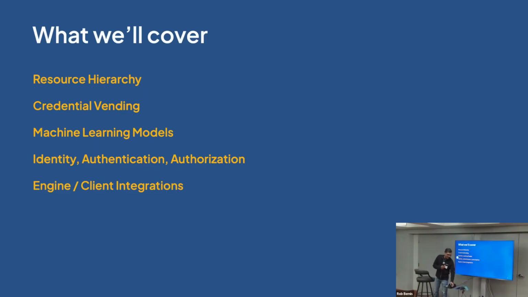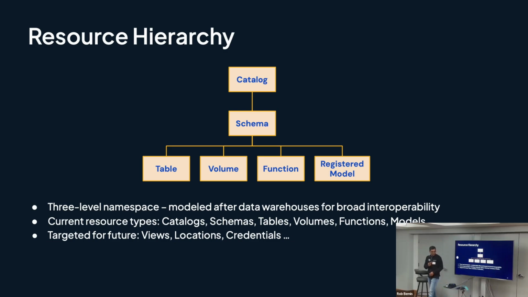As I said, Unity is open source. I'll quickly go over a few features that we have supported today, and something that's coming up in the future. All the resource types that I mentioned are organized into a 3-level namespace. The 3-level namespace is pretty standard in data warehouses, and that's the reason why we picked it for interoperability. Currently we support catalog, schema, and the standard tabular and some AI asset types. In the future, we'll have views, locations, credentials, and so on.